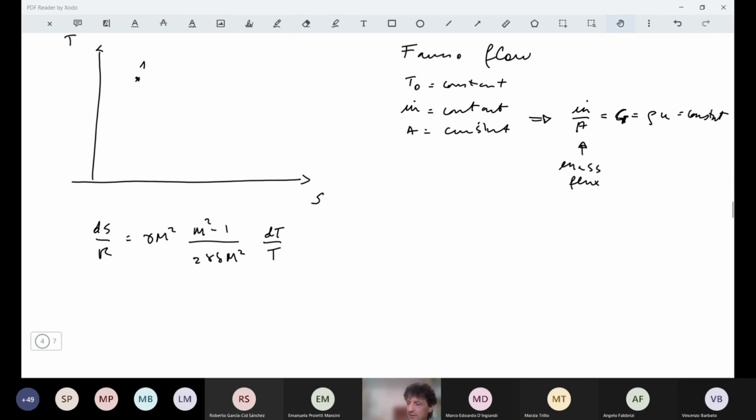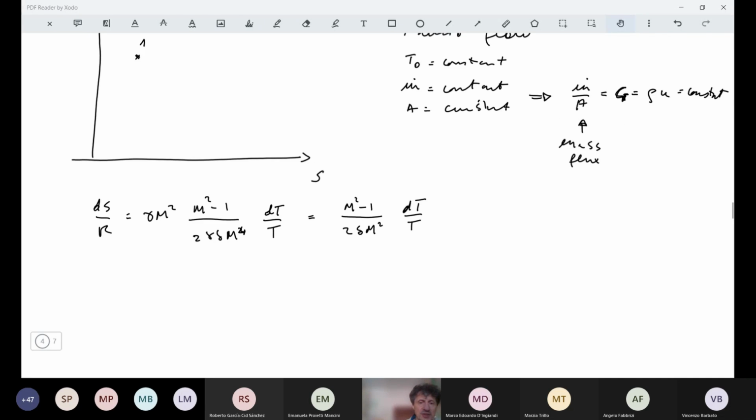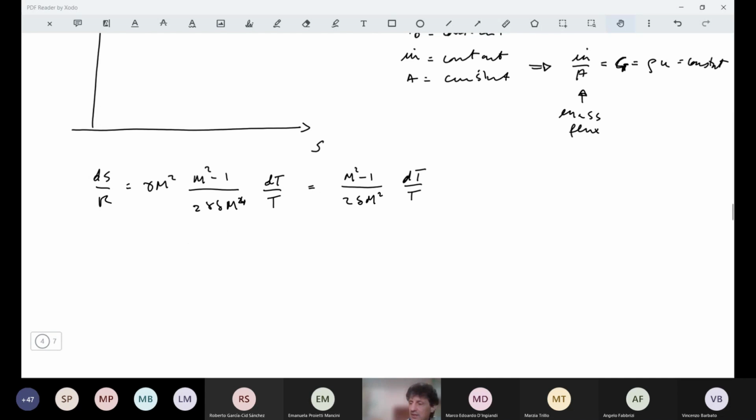And that simplified becomes M squared minus 1 over 2. We can simplify gamma M squared. Here it was M to the fourth here, sorry. And we obtain that it is 2 delta M squared dT over T. And so we can just rearrange this expression, also exploiting the fact that T0 is T times 1 plus delta M squared. We exploit this so that we can also eliminate the Mach number.